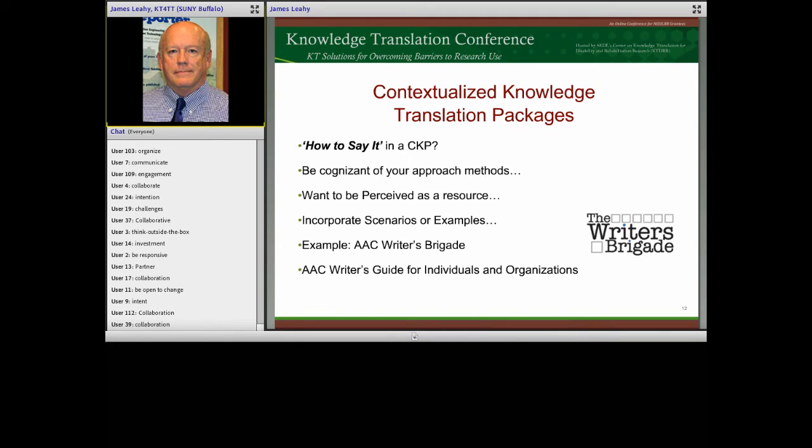When approaching consumers, you may wish to incorporate scenarios or examples into your translation that would allow the consumer reader to get a feel for how the research benefits them or others like them directly.